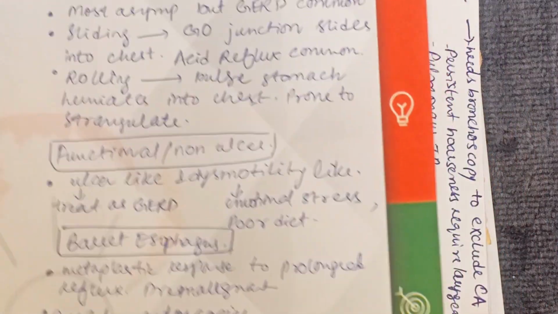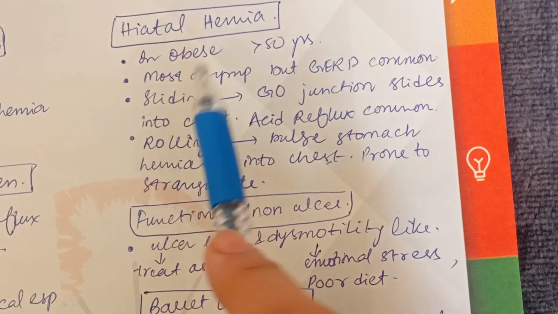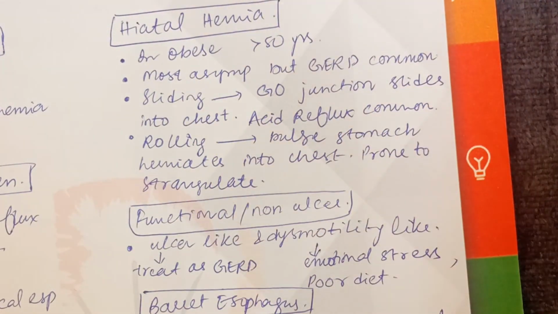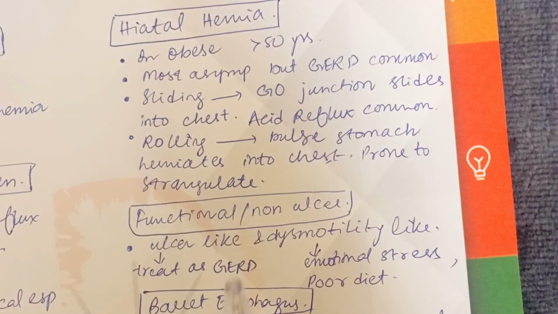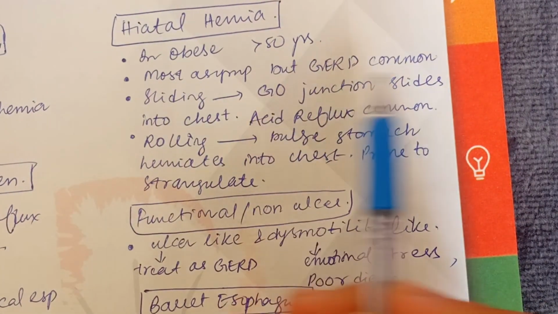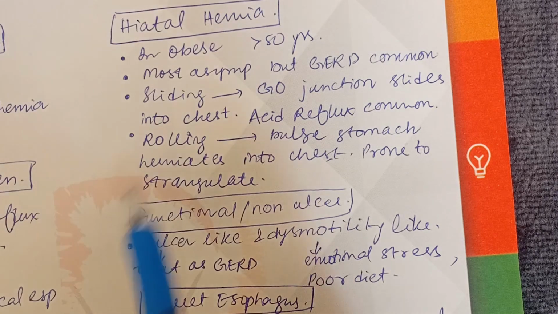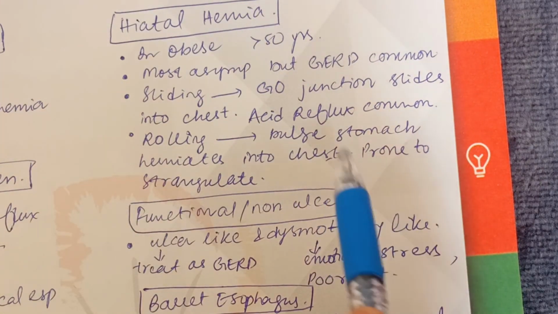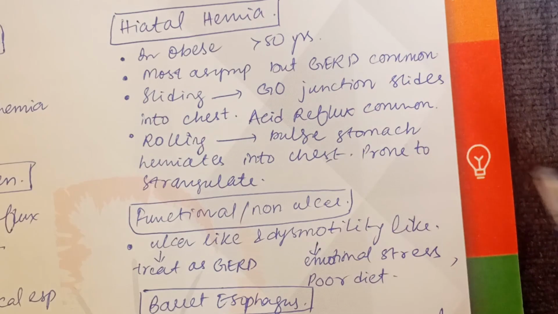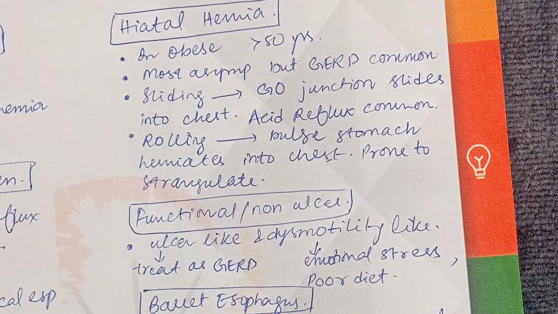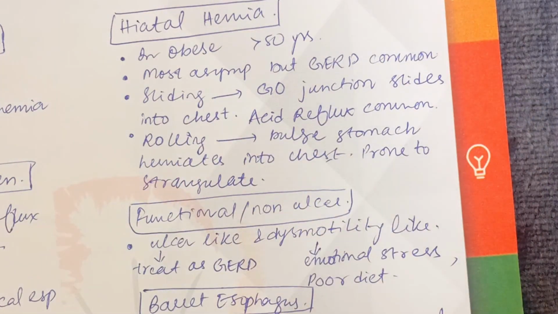Now coming towards hiatal hernia. Hiatal hernia is usually in obese patients of more than 50 years of age, and it is mostly asymptomatic, but GERD is common. We have two kinds of hiatal hernia. In sliding hiatal hernia, the gastroesophageal junction slides into the chest, and acid reflux is common. In rolling hiatal hernia, the stomach bulges and herniates into the chest, and it is prone to strangulation. So rolling hiatal hernia is prone to strangulation, while sliding hiatal hernia has a complaint of acid reflux.